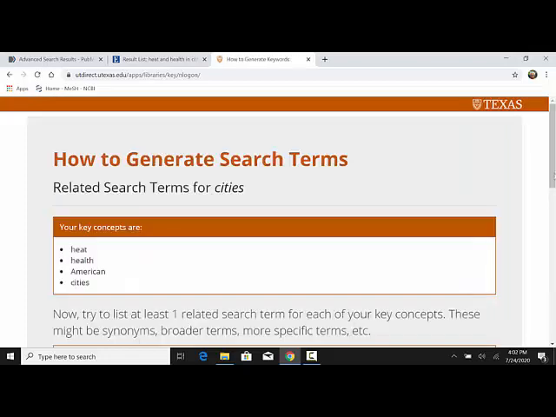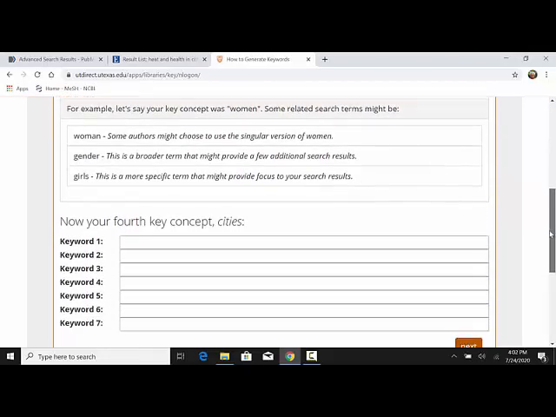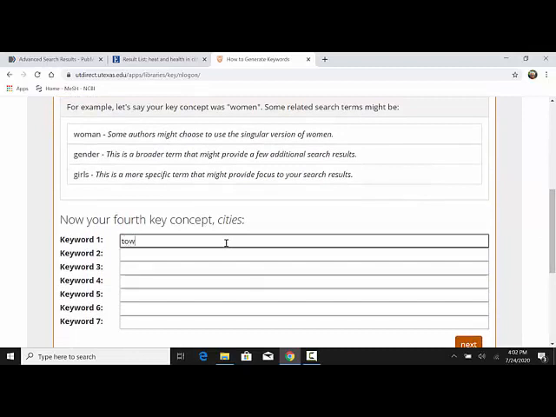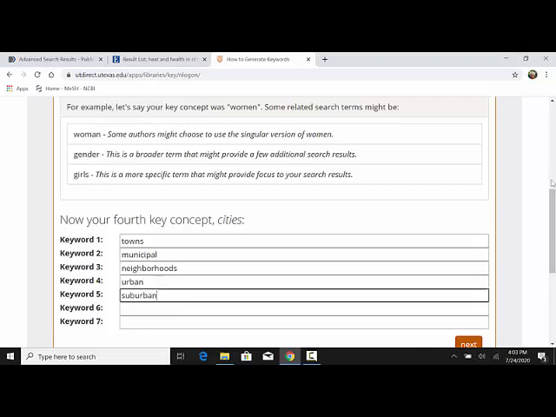And then next, I need some related terms for cities. So I'm going to come up with some terms for cities like towns, municipal, neighborhoods, okay, and so I don't have to, again, come up with all 7, but a term that we might want here is urban, and we might also be interested in suburban.